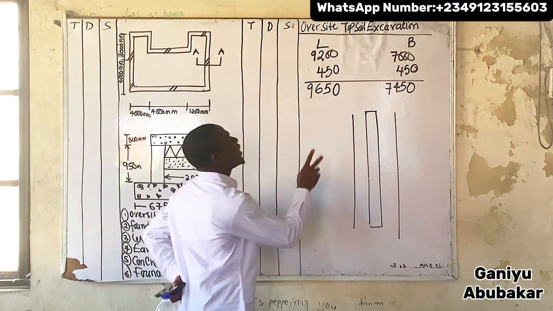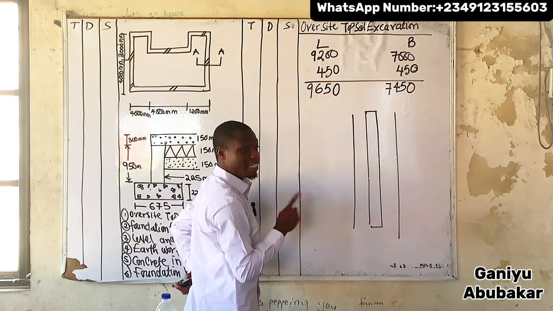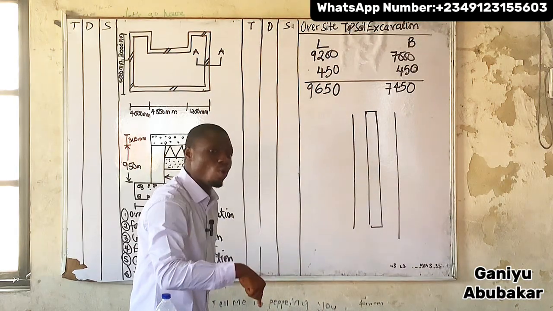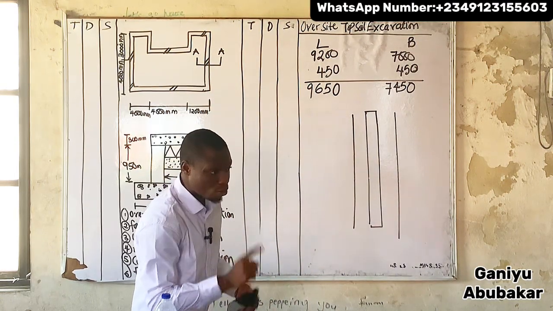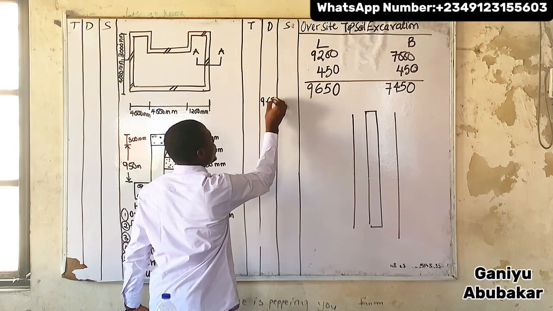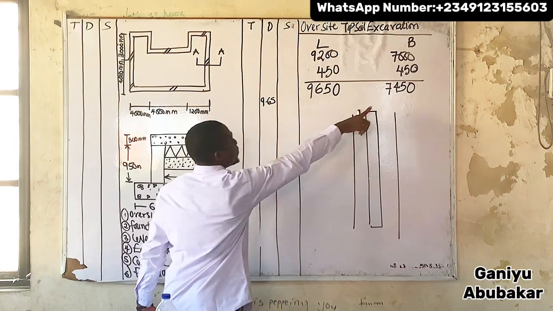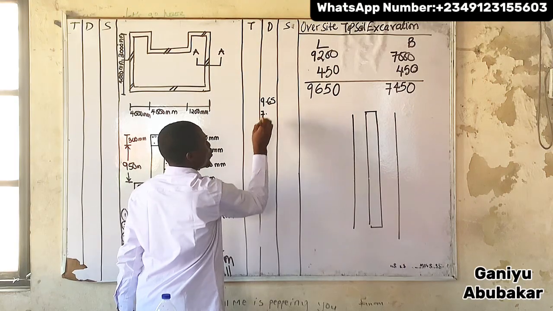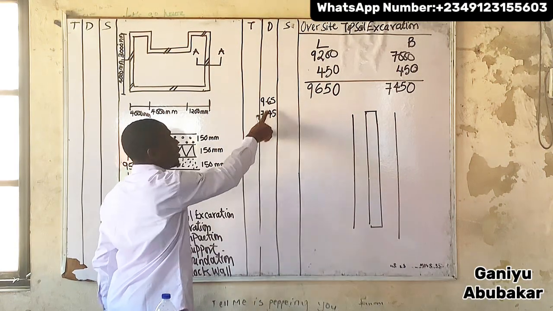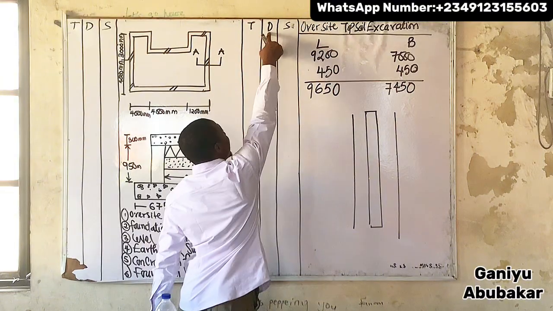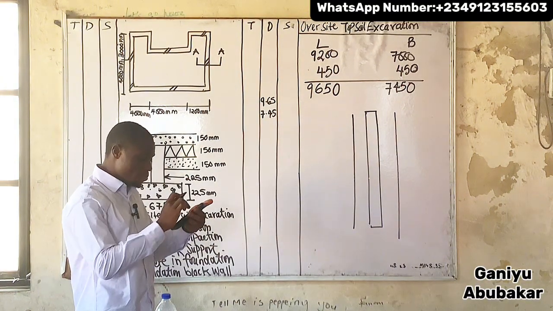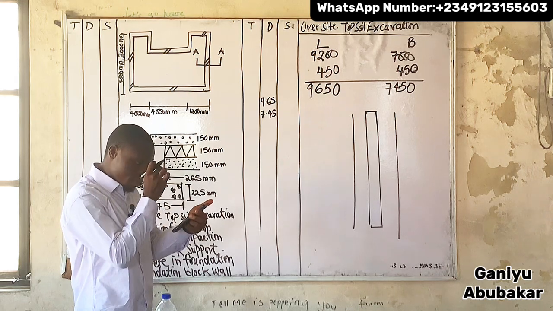So please help me divide this by 1000. What I have is 9.65. So any value I put in here, make sure that value is divided by 1000. So I have 9.65 as my total length. What's my breadth there? 7.45 as my breadth, under the dimension column. Are we together? Yes. All right.